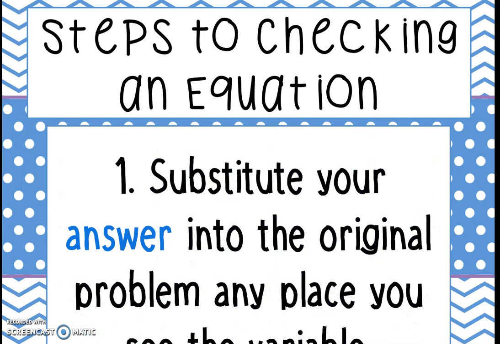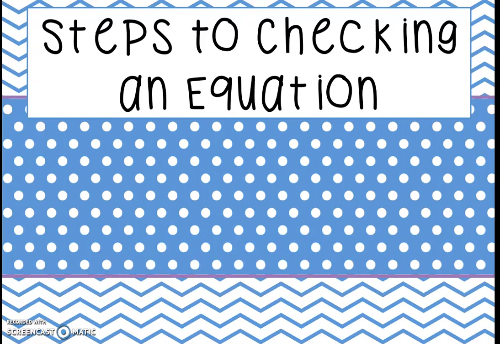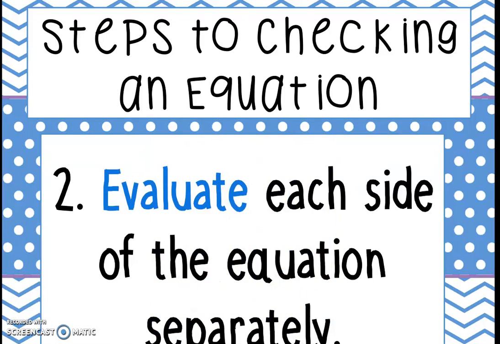Okay, so the first thing is to substitute your answer into the original problem any place that you see the variable. Then you're going to evaluate each side of the equation separately. So if you have a variable on the left and a variable on the right, just like when we were identifying equivalent expressions, you need to solve them out individually. Draw that line down the middle, solve the left first, solve the right next, then see if they match.